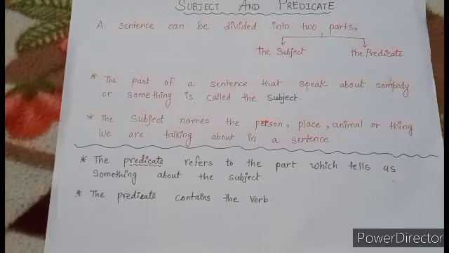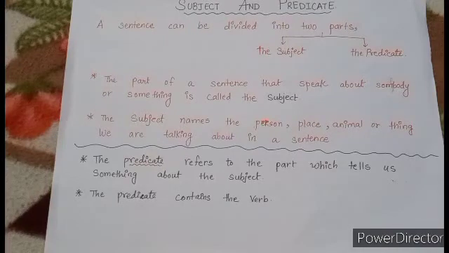So the part of a sentence that speaks about somebody or something is called the subject, whereas the subject names the person, place, animal or thing we are talking about in a sentence. जिसके बारे में हम बात करते हैं सेंटेंस में वो होता है subject.